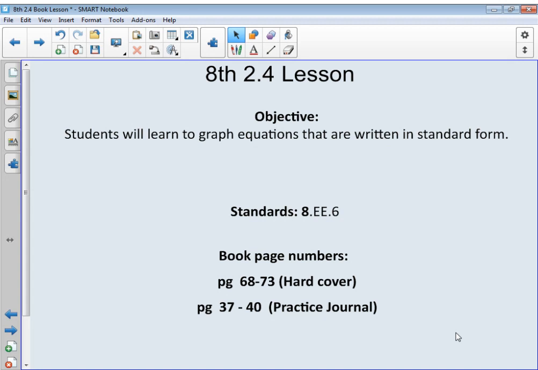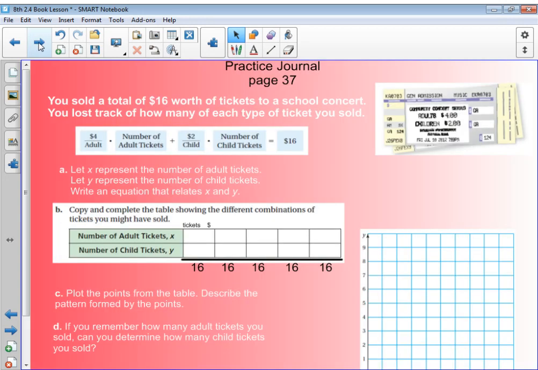the practice journal. We're going to start out with, first of all, going through a couple of practice problems out of our practice journal, and this is on page 37 of your practice journal. So you have the exact same thing on there, it's just yours is in black and white and mine is on a colored screen. The first example on page 37 says you sold a total of $16 worth of tickets to a school concert. You lost track of how many of each type of ticket you sold.